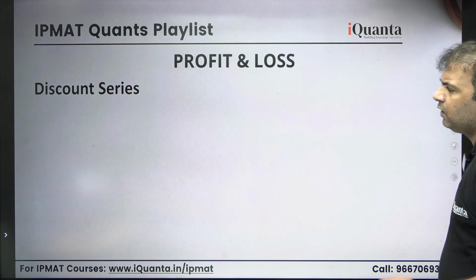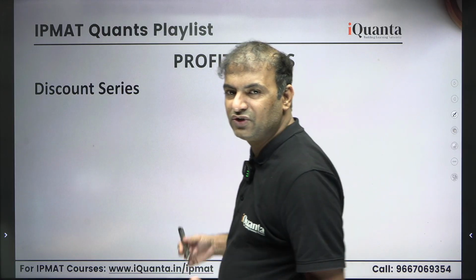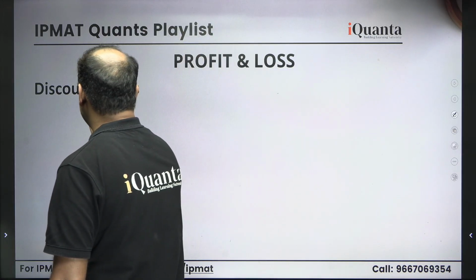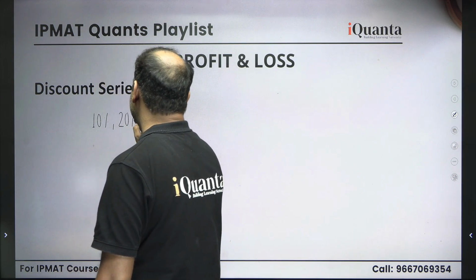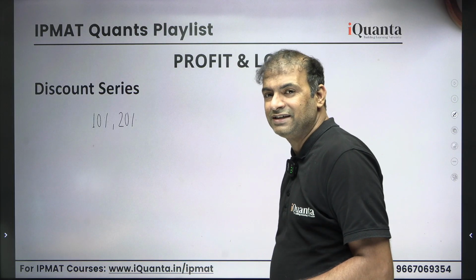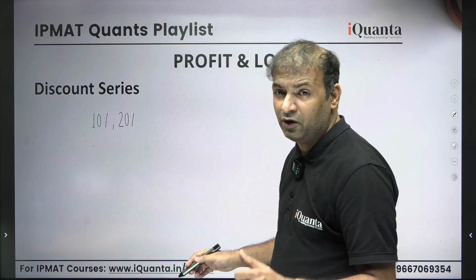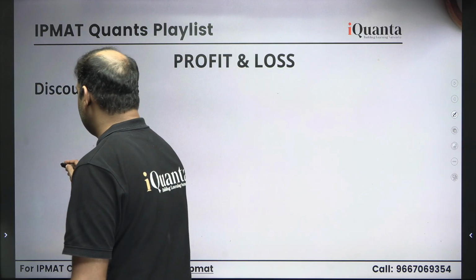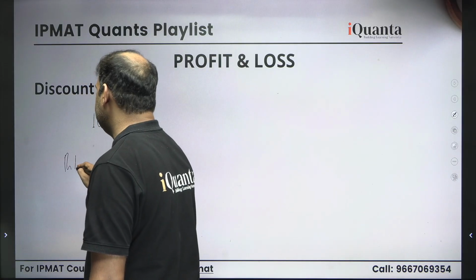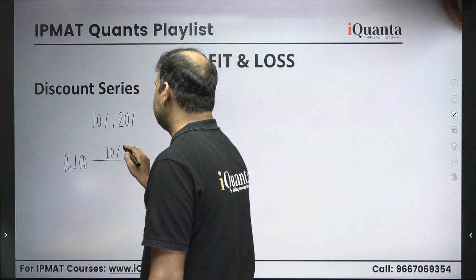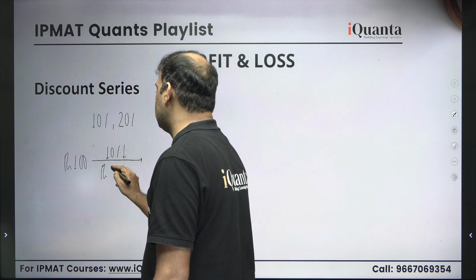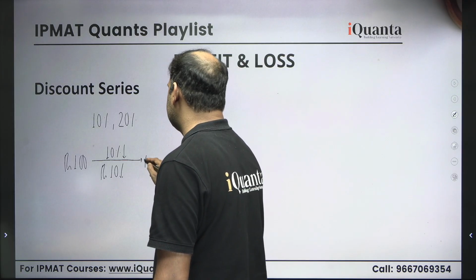Now guys, let's take one more example, and then we can try a few questions of this. Let's say the second series is 10% and 20%. So how do we use this to find the overall discount percentage? Let's again assume the mark price as rupees 100. Now the first discount is 10%, 10% of 100 is rupees 10, and we get the price as 90.